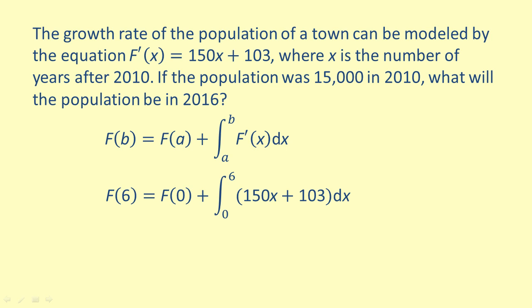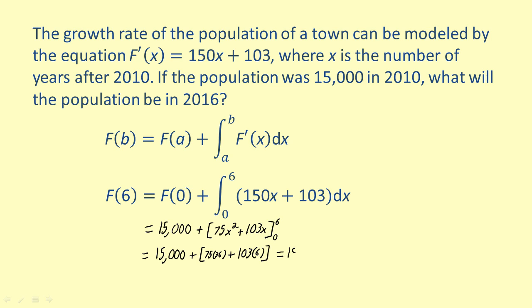Now let's evaluate the integral and substitute for f of 0. In the year 2010, the population was 15,000, so this is f of 0. Integrating, we get 75x squared plus 103x from 0 to 6. Evaluating, we get 15,000 plus 75 times 36 plus 103 times 6. Finally, simplifying this expression, we get 18,318. Therefore, the population in 2016 will be 18,318.